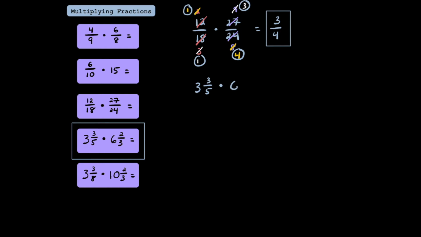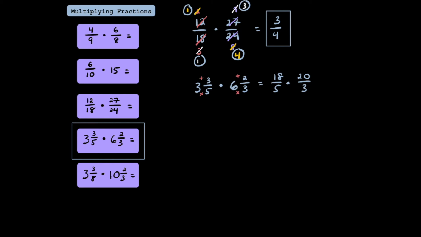When multiplying mixed numbers, we have to convert them to improper fractions first. To convert these to improper fractions, we're going to multiply 5 times 3 to get 15, and add the 3 to get 18. 3 and 3/5 is equivalent to 18/5. Converting 6 and 2/3, we're going to have to multiply 6 times 3 to get 18, and 18 plus 2 is going to be 20. 6 and 2/3 is equivalent to 20/3.